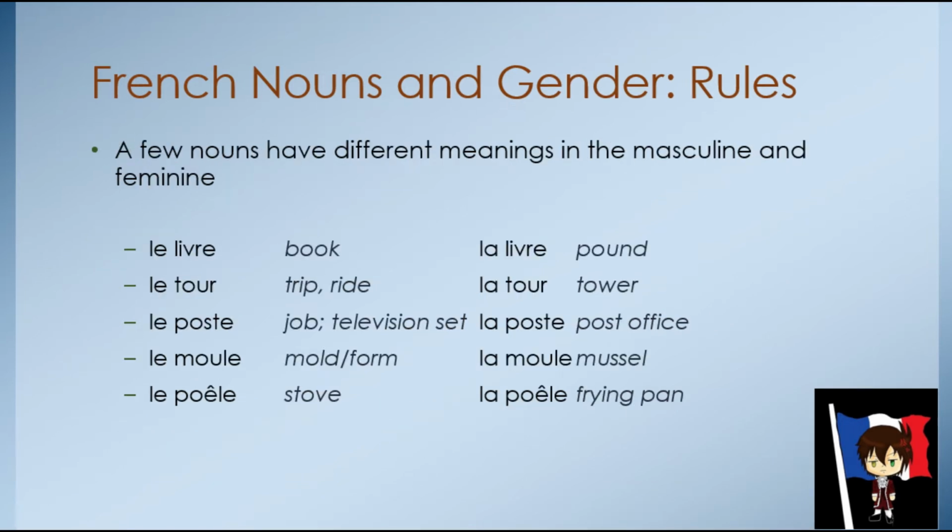Right, so let's move to the next rule. We have a few nouns that have different meanings in the masculine and feminine. Let's see some examples na lang. First one, we have le livre. So that's book. Pag la livre, that's pound.